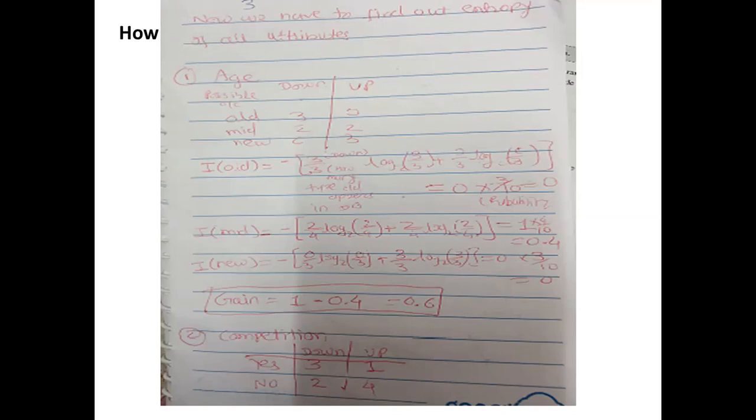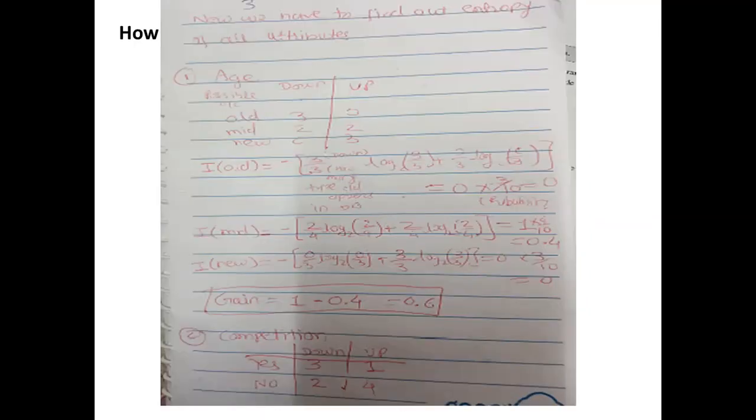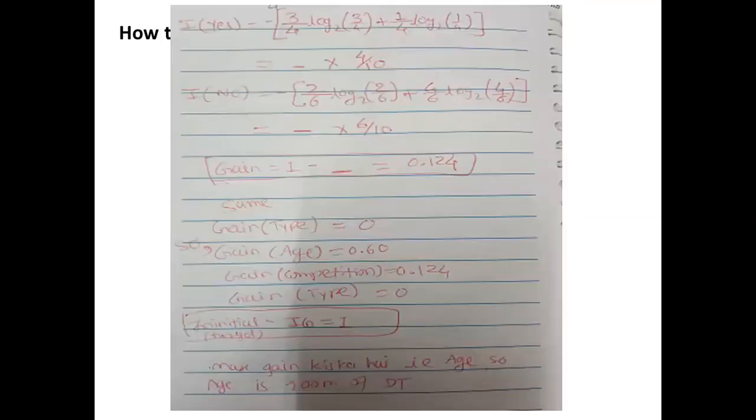So the same entropy we have to find out for the other two attributes, that is competition. So here we have shown in the table. There are two possible outcomes in the competition in the table if we consider yes and no. So we have to find out that table first, then the information gain of that particular attribute, or we can say the sub attribute. Yes, whatever it becomes is multiplied by the probability, right? So gain becomes 1 minus whatever it appears, equals 0.124.